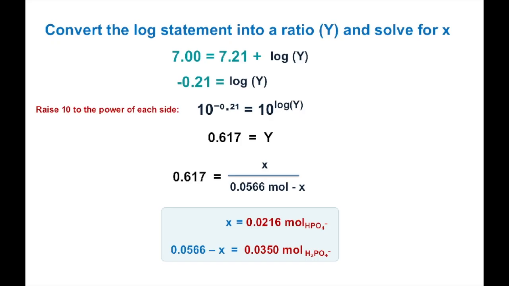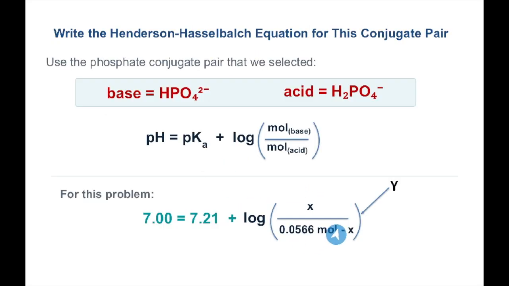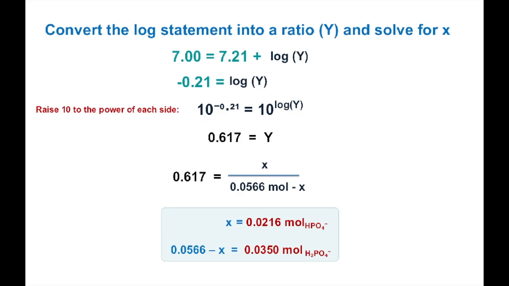Now, an exponential and a logarithm are essentially inverse functions of one another. So 10 to the log of y is essentially y, and 10 to the minus 0.21 is 0.617. So 0.617 is equal to, now let's plug in what y represented. Recall that from the previous slide. So our ratio equals x minus 0.0566, that's what we knew as our total number of moles, minus x. That's the amount of acid we have. This is the amount of our base.